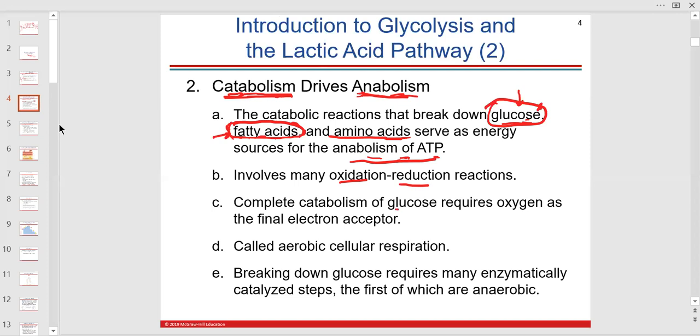Can I ask a question before you move on? If you're in a calorie deficit, do you go into fatty acid use? In other words, you go into ketosis? If it's extended use, yeah.